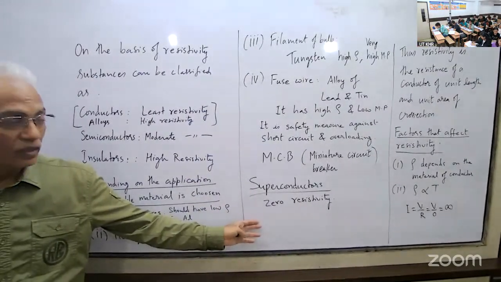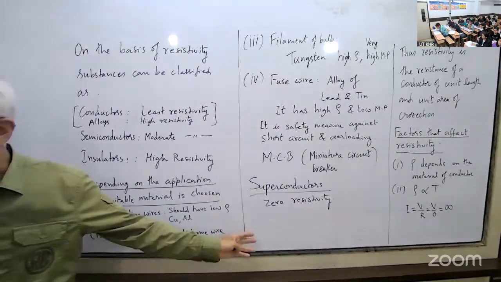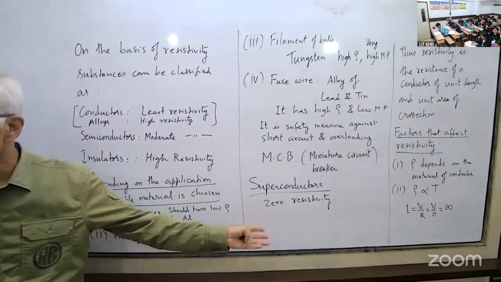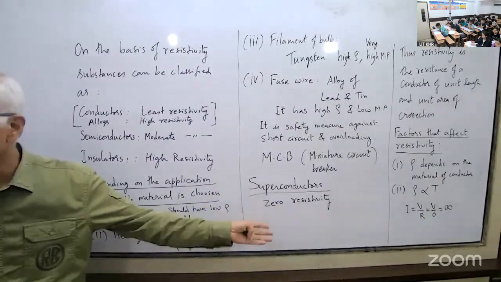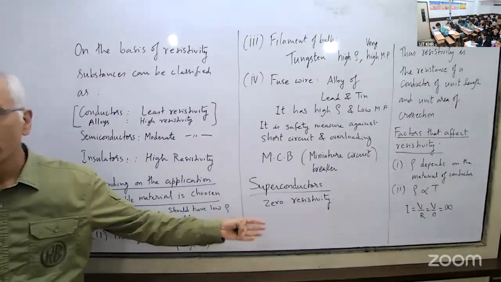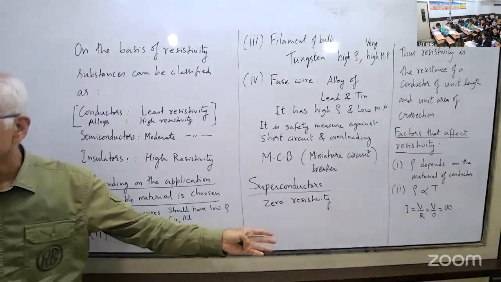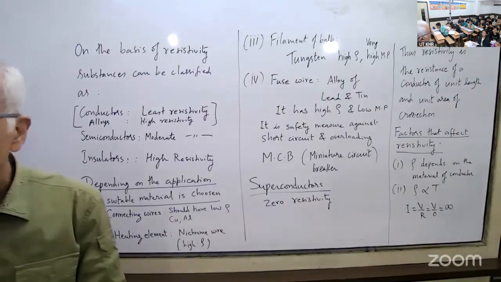So if the conductor has 0 resistivity, will it consume energy? Where is energy consumed? In overcoming obstruction. So when there is no obstruction, there will be hardly any energy consumed. So if you switch on any appliance which is running on a superconductor, there will be no energy loss or minimal energy loss. Okay.